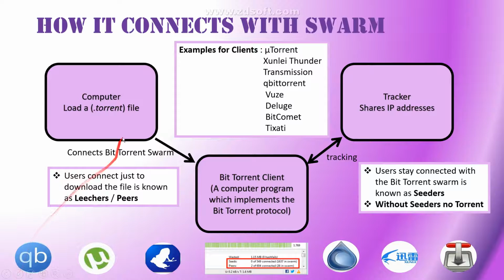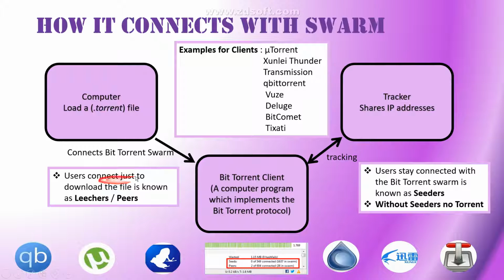How can we connect with the BitTorrent swarm? First, you should load a file with the .torrent extension on your computer and connect to the BitTorrent swarm. And the file is loaded in this BitTorrent client, which uses the BitTorrent protocol, and this client tracks the relevant IP address of that file from this tracker, and this tracker loads the relevant file on this BitTorrent client, and this computer can simply download this file without feeling any traffic.